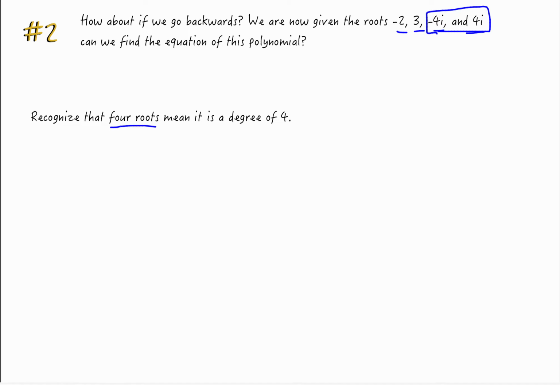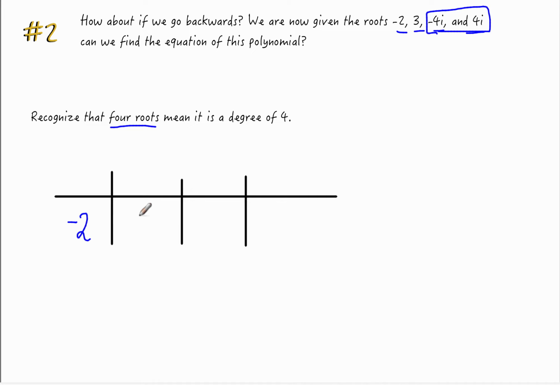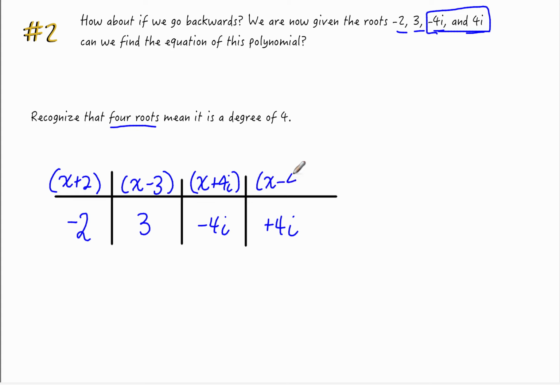I always like to just set up a little table. All right, I know I have 4 roots. So I know my answers are -2, 3, minus 4i, and positive 4i. All right, well, -2 must have come from x plus 2. 3 must have come from x minus 3. And this must have come from x plus 4i. And this must have come from x minus 4i.